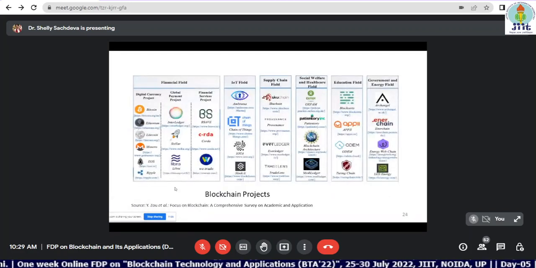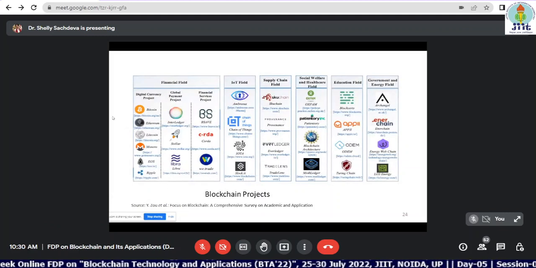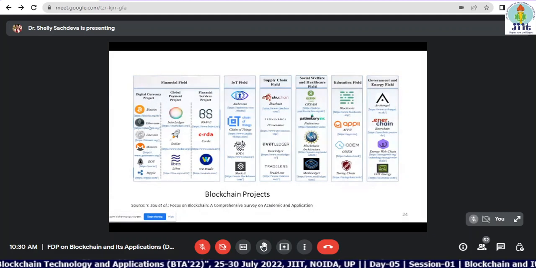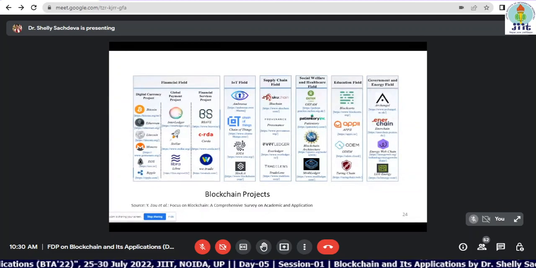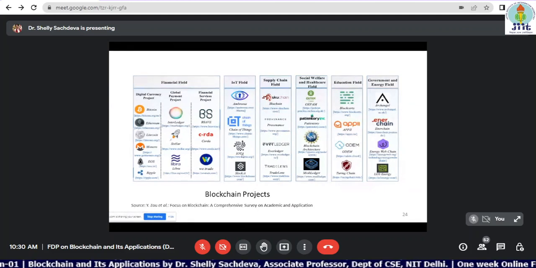And these are some of the blockchain projects which are currently running in various application areas. For example, in the financial field, we have cryptocurrencies: Bitcoin, Ethereum, Litecoin, Ripple, and EOS as digital currencies. Then we have global payment projects such as Interledger and Libra. We also have financial services projects, where Corda, for example, is used. And in IoT, we have certain projects running, such as Chain of Things, then IOTA is another project, and Slock.it is another project.